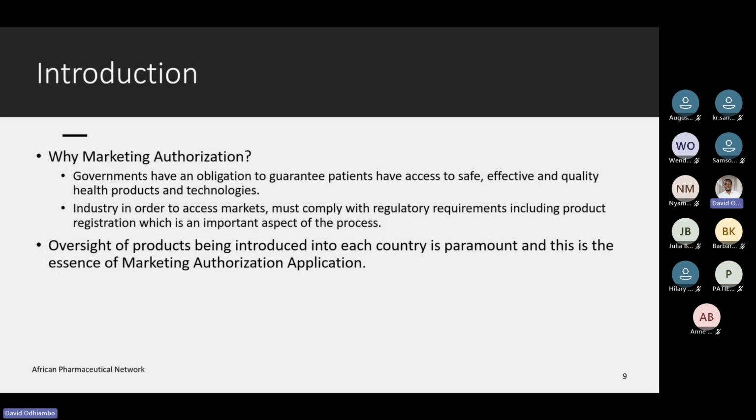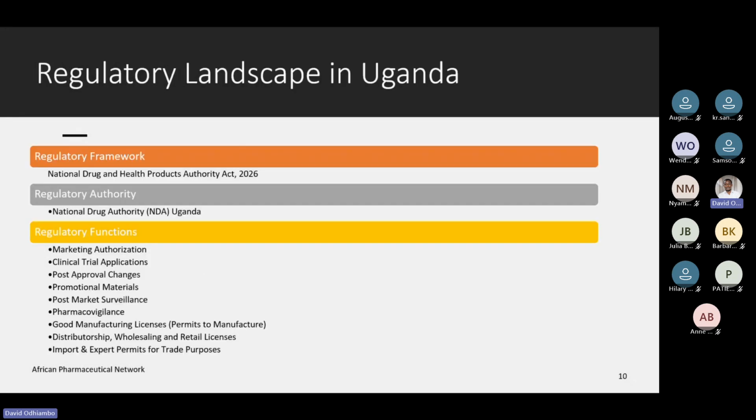So in guaranteeing that oversight from a government standpoint, the government puts in place different regulatory processes, including a marketing authorization application, so that before the product even comes into the country, it must comply with the requirements and with the standards of what is expected. In the Ugandan landscape, we have the National Drug and Health Products Authority Act, which was reviewed and amended in 2026 and signed in April. And the regulatory authority is the National Drug Authority.